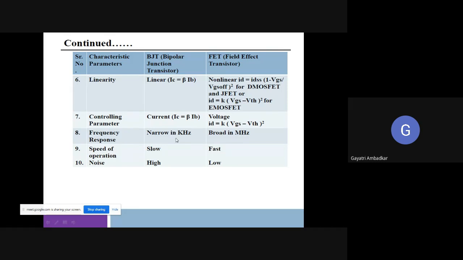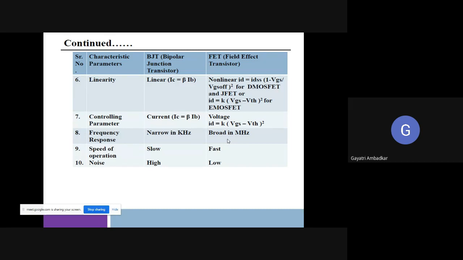If you see the frequency response, it means how many frequencies can be amplified by a particular amplifier. What is the range of frequency that can be amplified? So you will find the frequency response is broader. More range of frequency can be amplified by JFET or FET family as compared to the BJTs.